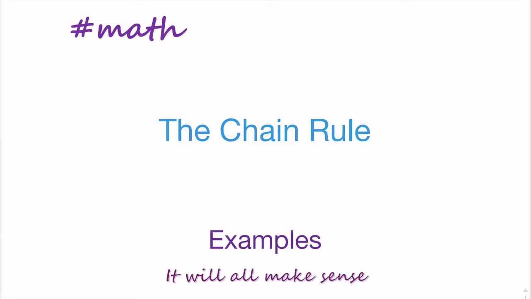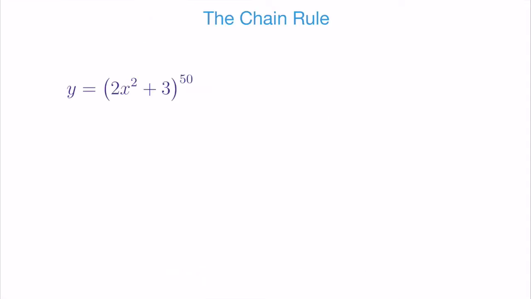And we arrived to the chain rule. I love the chain rule. It helps so much in deriving any function. You'll see, it will all make sense. So suppose you have this function. Could you imagine how it would be to FOIL 50 times that thing? Impossible, right? So we need something else to help us.